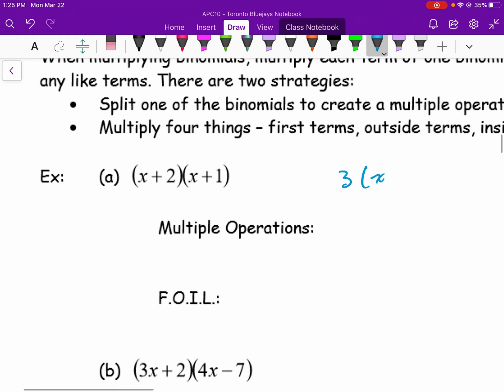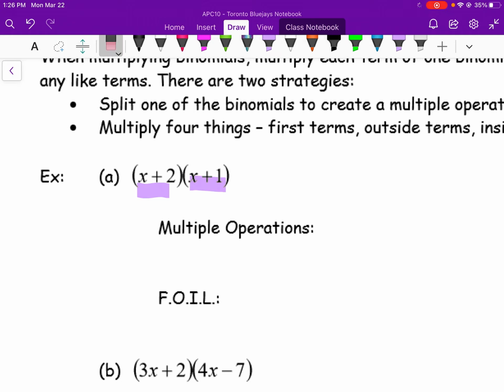Now, contrast this to a monomial times a binomial, right? Remember that brackets, in between brackets, it's implied 3 times this quantity, whatever is in brackets. So over here, we're going to be multiplying this thing by this thing. All right. So it's really not a monomial times a binomial. It's a binomial times a binomial.